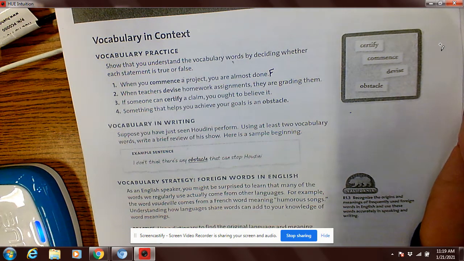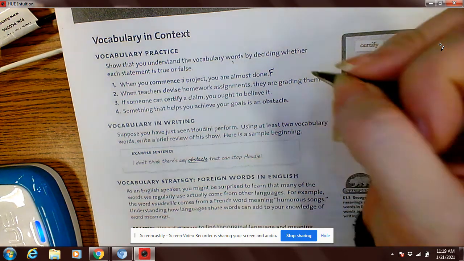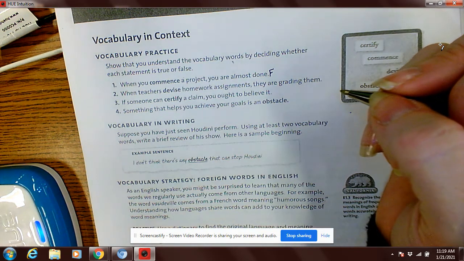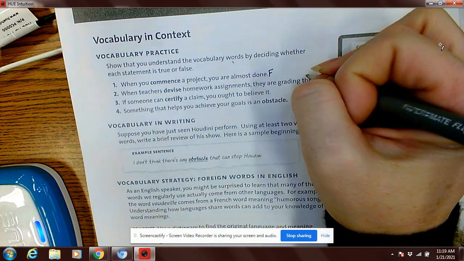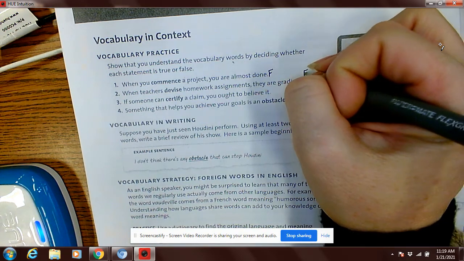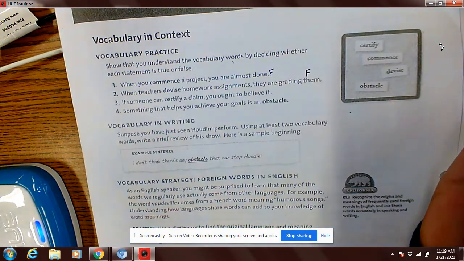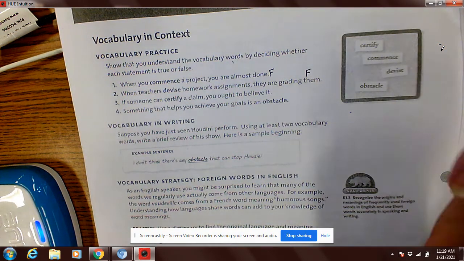When teachers devise homework assignments, they are grading them. True or false? Well, if I devise homework assignments, that's where I'm planning. So this is false as well. Remember, devise means to start a plan or a design.